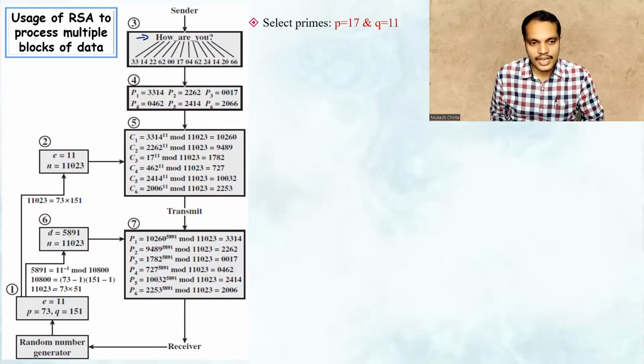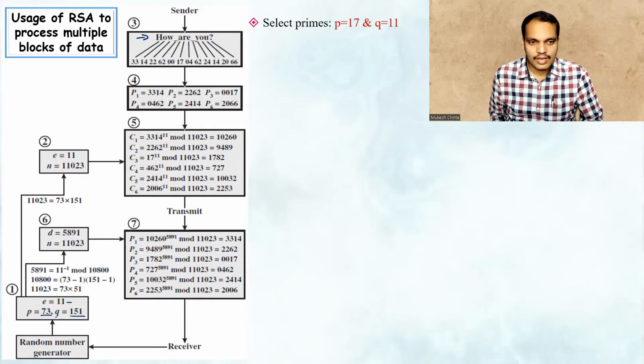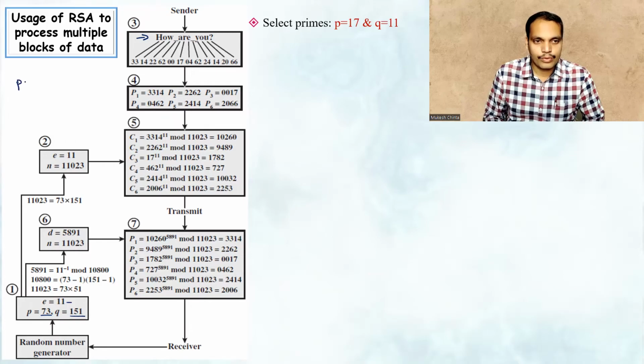But first things first, each user has to generate the private and public key pairs, isn't it? These are some values which I have taken. P is equal to 73, Q is equal to 151, and E is equal to 11. For this, they have to find out the value of D. After finding out the value of D, I got it as 5891. In the sense, your PU is 11, 11023, and the PR is 5891, 11023. This you share with others.